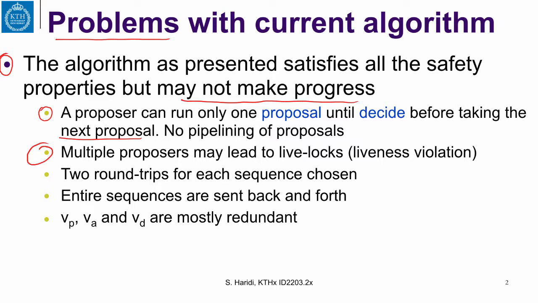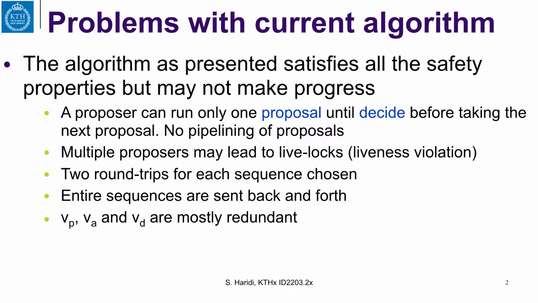We have 2 round trips for each sequence chosen, or every sequence extended and chosen. And the entire sequences are sent back and forth. If you remember, VP, the sequence at the proposer, VA, the sequence at the acceptor, and VD, the sequence at the learner, are mostly redundant. And we are going to solve this problem by introducing a leader-based version of this algorithm.